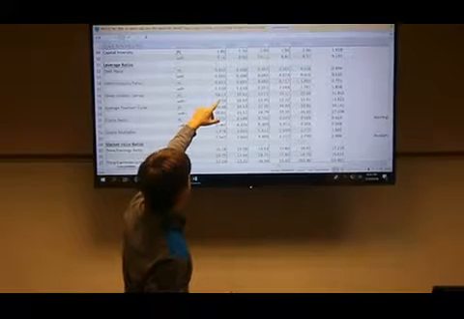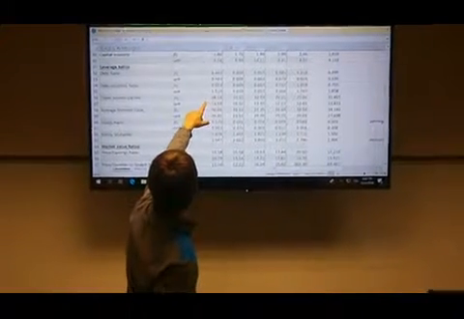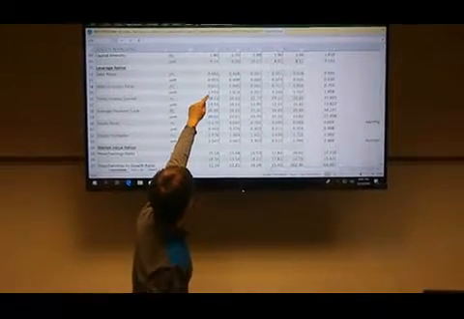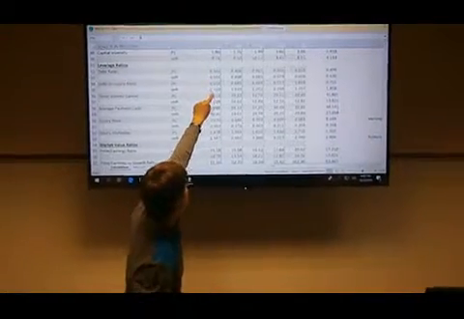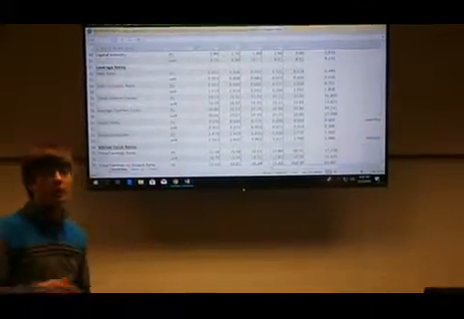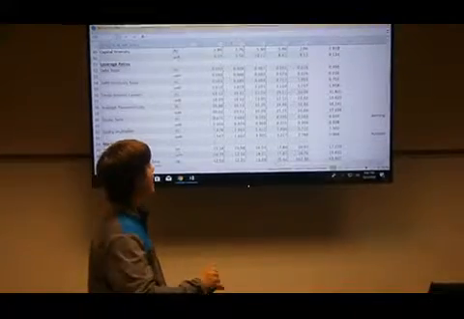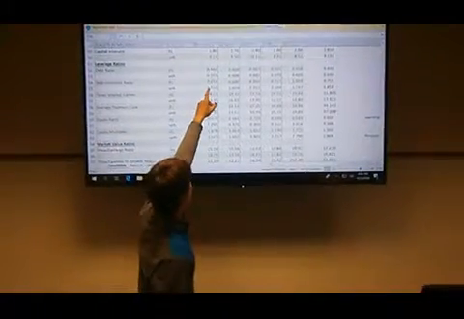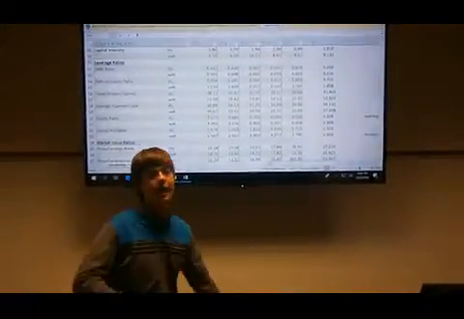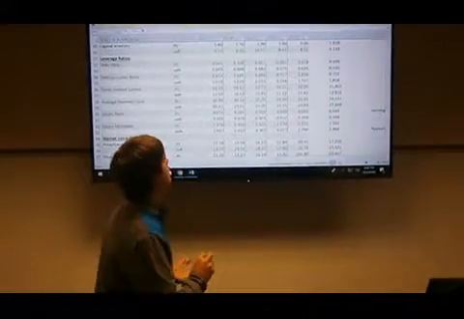However, the low point for UnitedHealthcare is 0.593, which is still not too far away from 0.618, and that is the lowest ratio that UnitedHealthcare has. So you can kind of see which one outweighs the other.